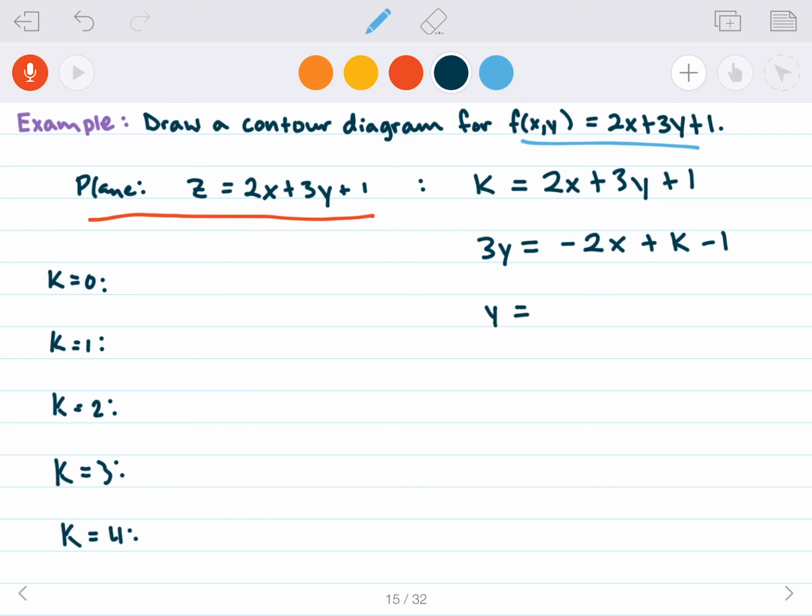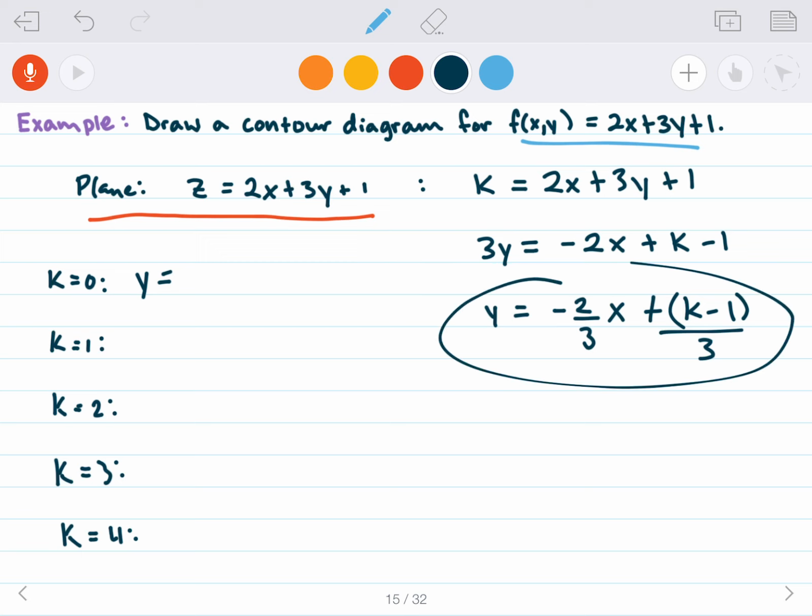Now I can divide everybody by 3 to give me y equals negative 2 over 3x plus, and then we have our y-intercept, which is k minus 1 over 3. So now for each of these, when k equals 0, we plug in 0 for k. When k equals 1, we plug 1 in for k, and we get our corresponding lines. I'm going to ask you to verify this on your own, just for time's sake. So when k equals 0, when I plug that 0 into this equation right here, I get y equals negative 2 over 3x minus 1 over 3.